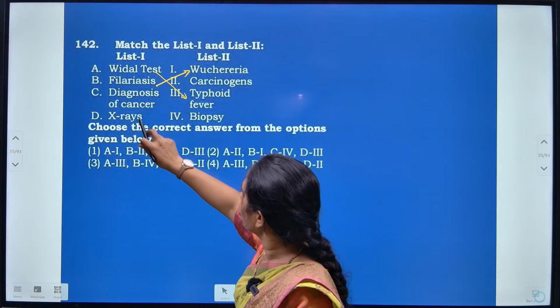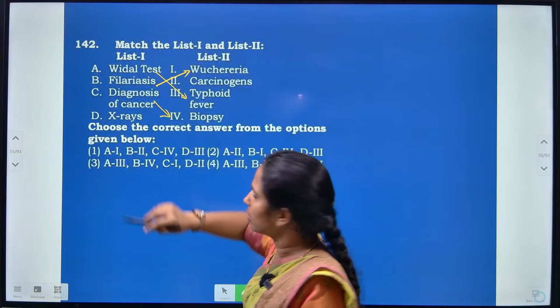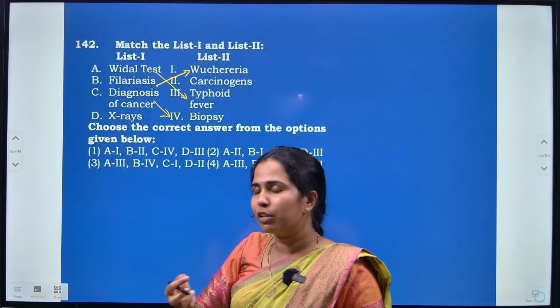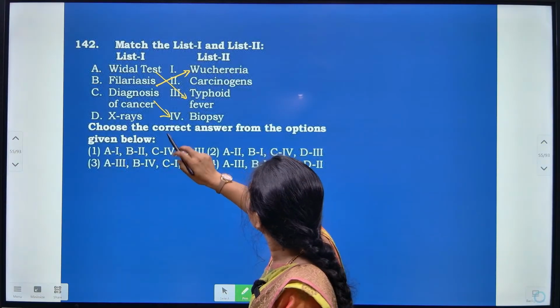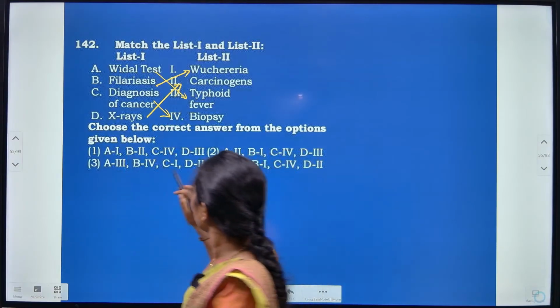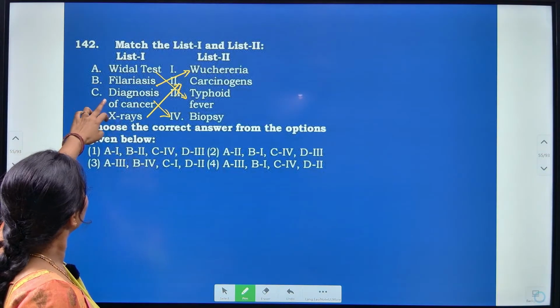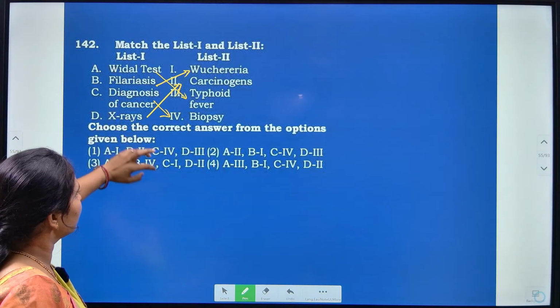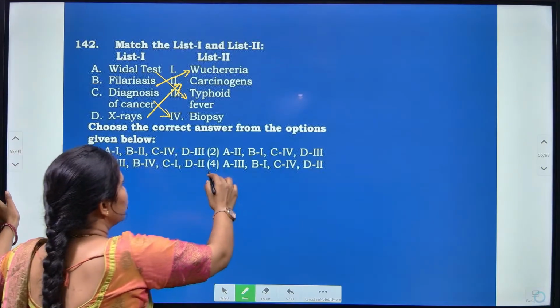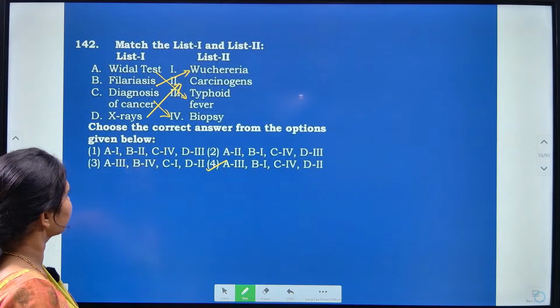Then diagnosis of cancer. Cancer is diagnosed with a biopsy, that is the tissue of the living cell, and X-rays are considered as carcinogens here. So according to this you have to match. A is with 3, B is 1. Okay, A 3, B 1. So option 4 will be the right option here.